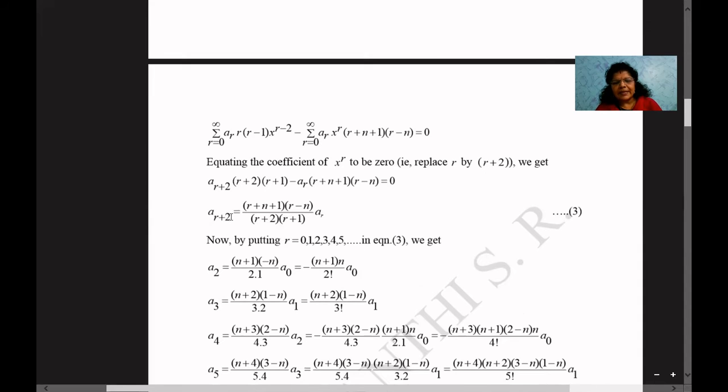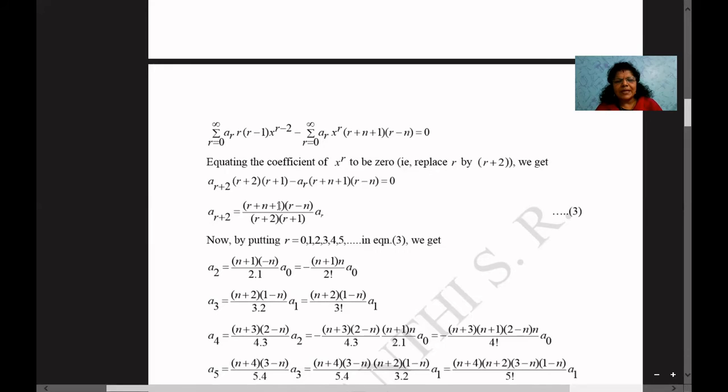I'll be getting A3, A4, A5. So you substitute the values of r as 0, 1, 2, 3, 4, 5, etc. in equation 3, that is the recurrence relation. We get the solution as A2 when r is 0. A2, how will you get A2? If r is 0, that is the first term.